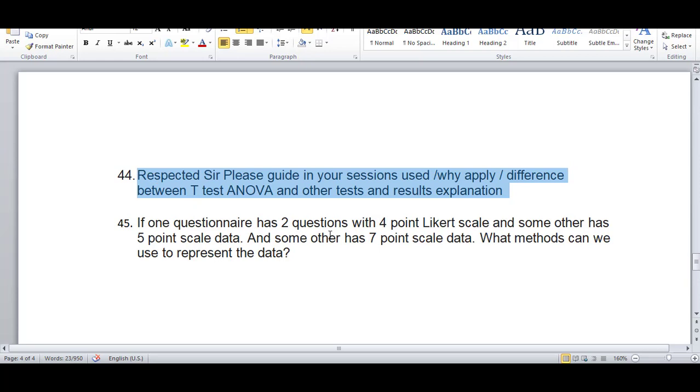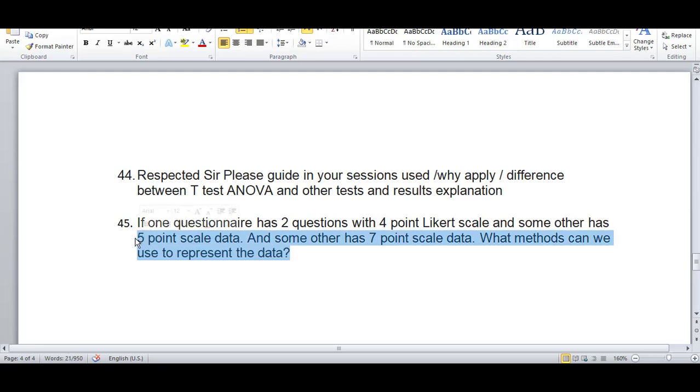If one questionnaire has some questions with a 4-point Likert scale, some with 5-point and some with 7-point, what method can we use to represent the data? Technically it does not affect your analysis. If some items have a 5-point scale, some 7 or 9, it doesn't matter. Your results will not be affected. I also did an analysis in which one sub-construct had a 5-point Likert scale and another had a 7-point Likert scale. So you can do it. It is not a big deal.